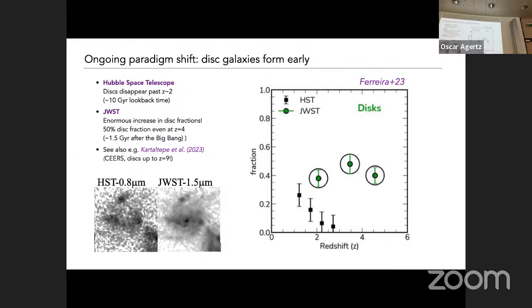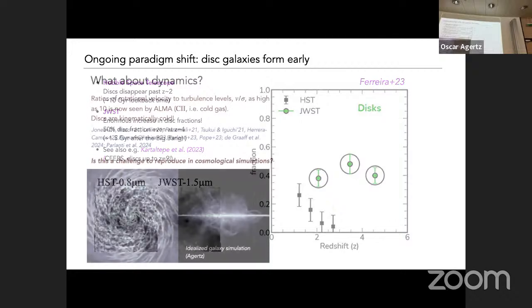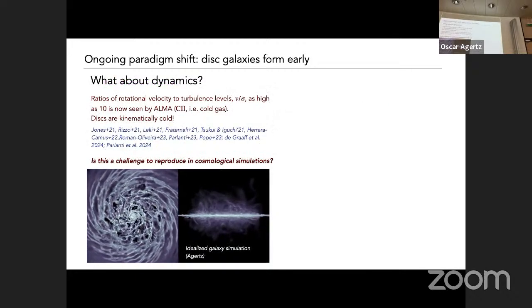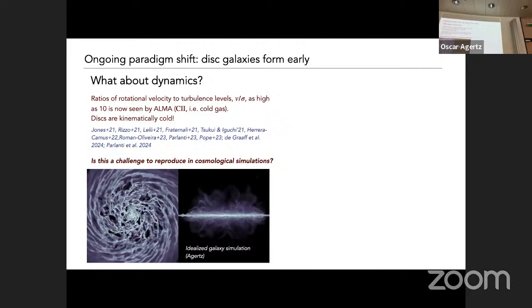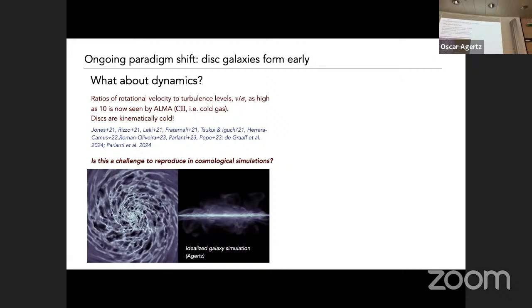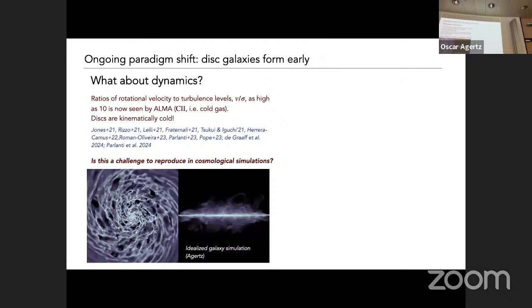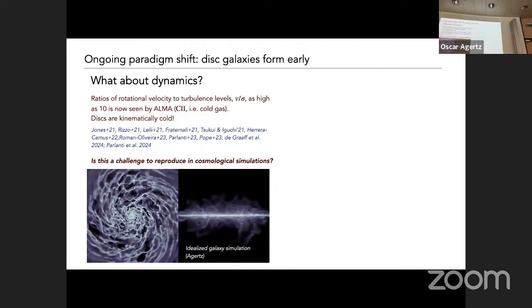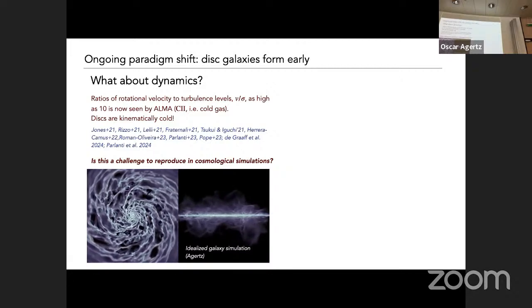So it's quite exciting to see this happening in such an early epoch. Yeah. So the question now is, what about dynamics? Okay, so the way we do this in the extragalactic community is that we talk about the ratio between the rotational velocity and the turbulence level, sigma. So V over sigma is this ratio, how much is in rotation versus just turbulence, vertical turbulence, okay?